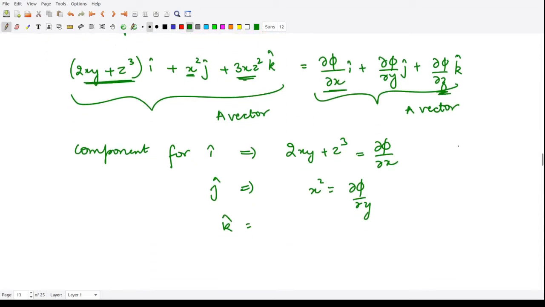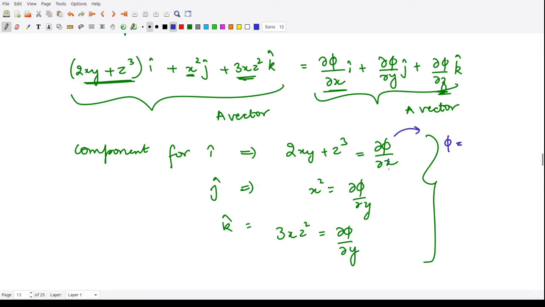So we can write 3x z square is equal to del phi by del z. So we got these three equations where we are to determine what is phi. What we can do here is integrate these with respect to x, y and z. So once you integrate the first equation, let's see what you obtain. Integrating this, you obtain the value of phi.